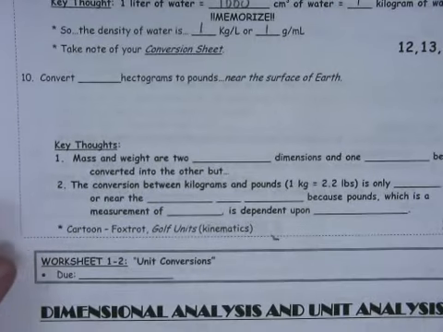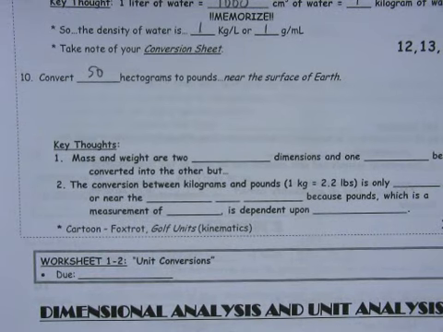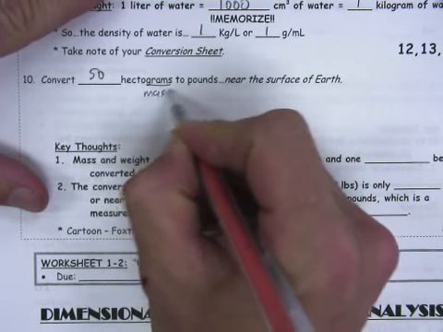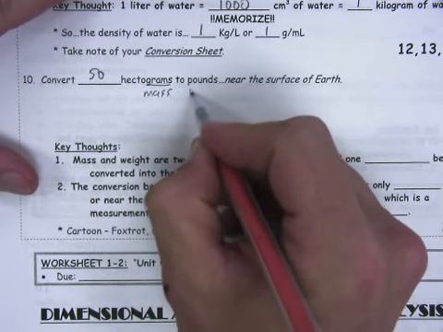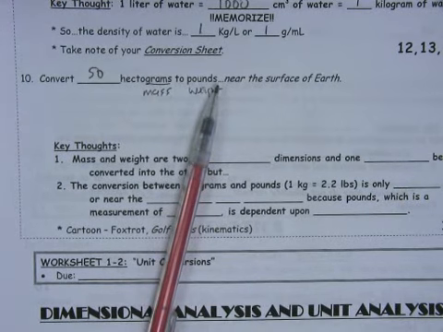Okay, the last bit is to convert hectograms to pounds near the surface of Earth. So we're going to throw up 50 hectograms, and we're going to convert it to pounds. Now, there's a problem on this. Grams measures mass, and pounds measures weight. And I just had a knock on the door, so I'm going to stop this video, and I'll pick it up on the next video.